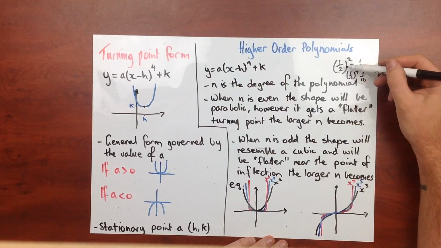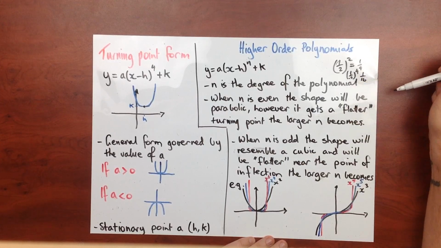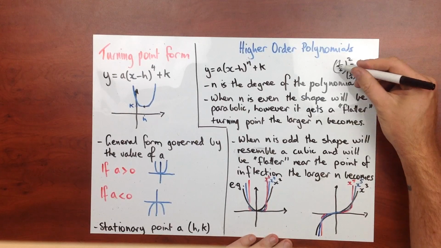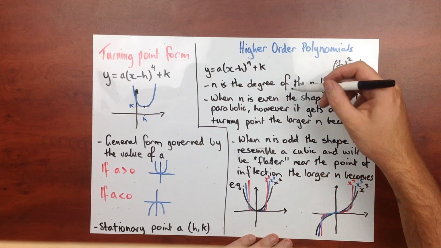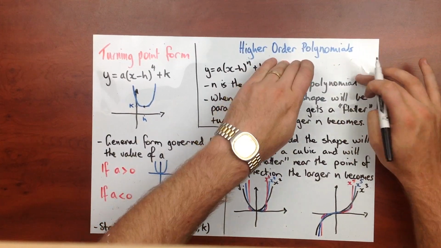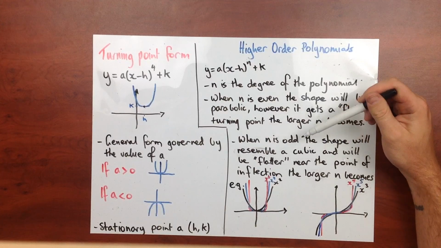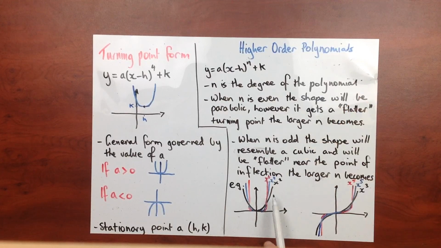So you can see that when we input this value of a half, our output keeps getting smaller and smaller. That's going to be the same whether it's positive or negative a half. So we keep getting flatter and flatter bottoms to our curve as that degree gets higher. Similarly, when n is even, we can see that here with this graph that I've done.